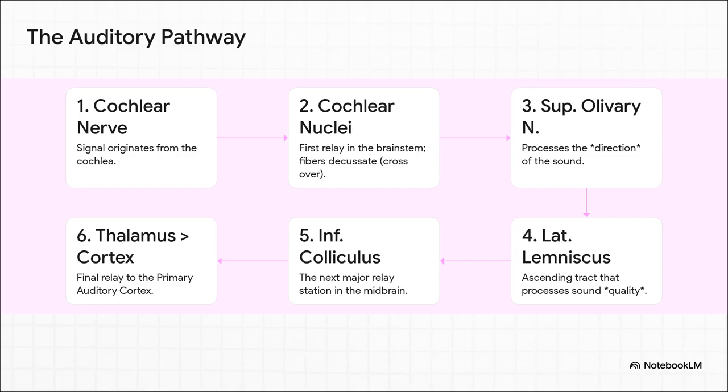Step 4, now we have the lateral lemniscus, which is the main highway heading up. Fibers from the dorsal nucleus jump on here, and they're all about processing the quality of the sound. Step 5, the next big stop is the inferior colliculus in the midbrain. Step 6, from there, the signal goes to the medial geniculate nucleus of the thalamus. This is the last relay point before the cortex. And finally, step 7, the signal arrives at its destination, the primary auditory cortex, traveling along the auditory radiations.